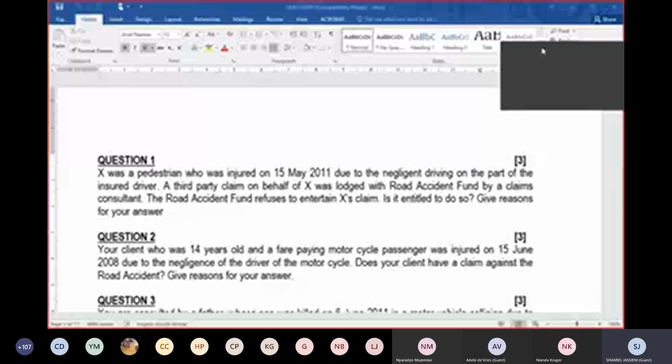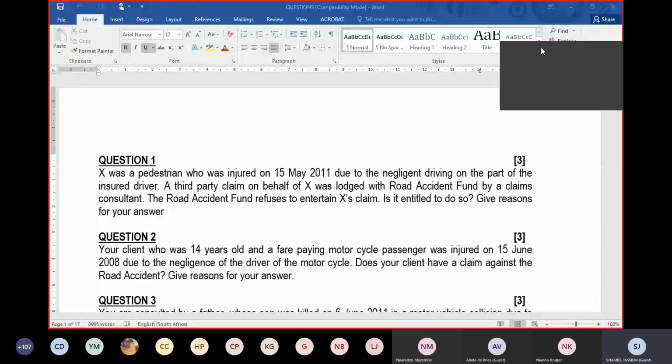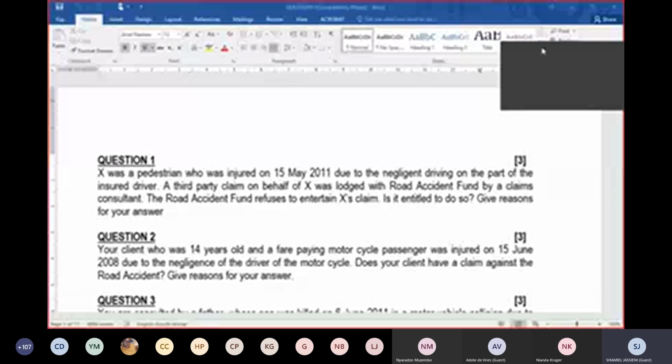I'll read it and see if we can just quickly go through it. Question 1. X was a pedestrian who was injured on 15 May 2011 due to the negligent driving on the part of the insured driver. The insured driver is the common law wrongdoer, as I mentioned earlier on.